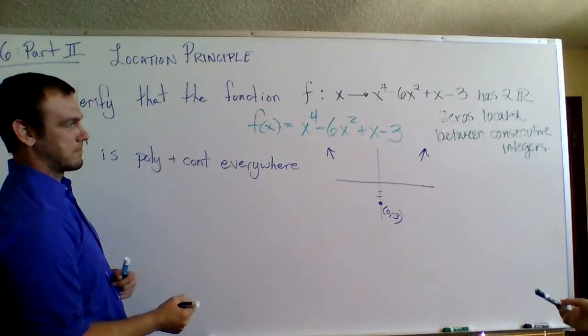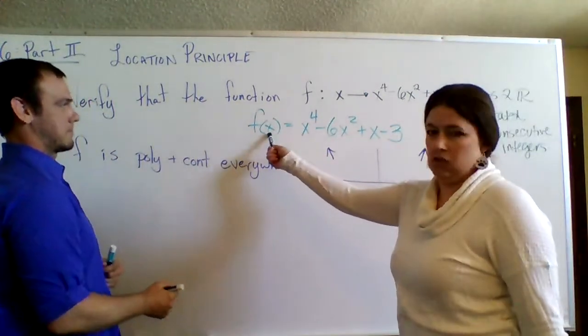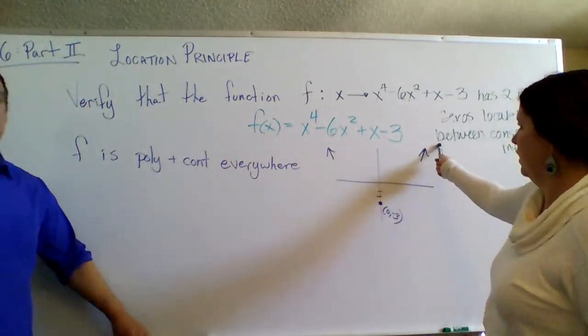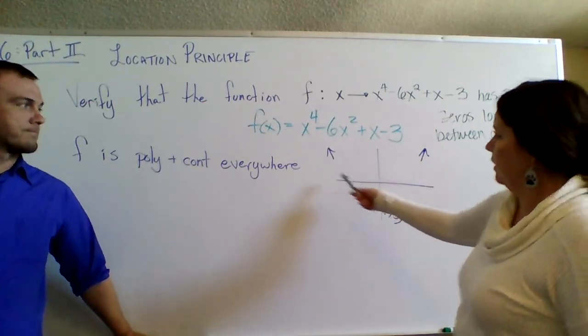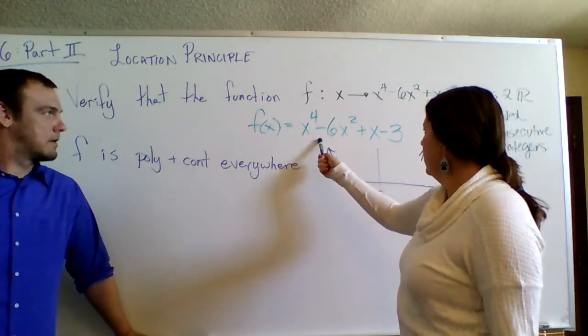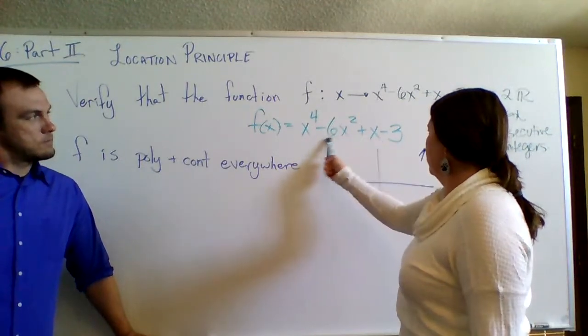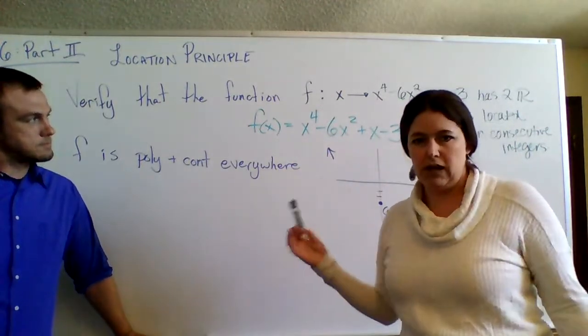We could even write the limit as x approaches infinity of f of x will go towards positive infinity. The limit as x approaches negative infinity of f of x would also have to go towards positive infinity. But maybe we don't know much else about this because it's not in transformation form or factored form.